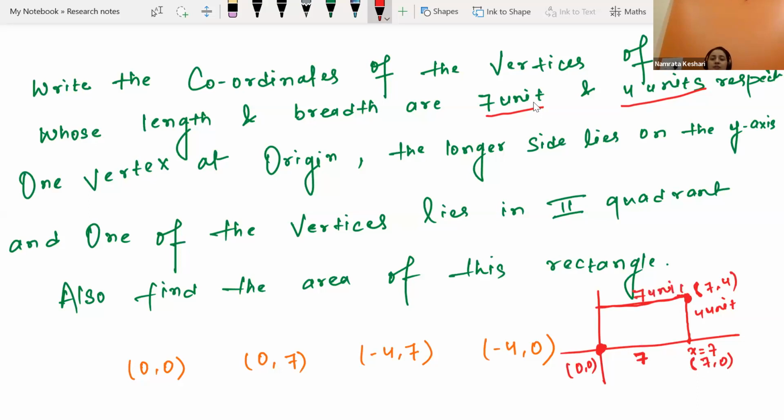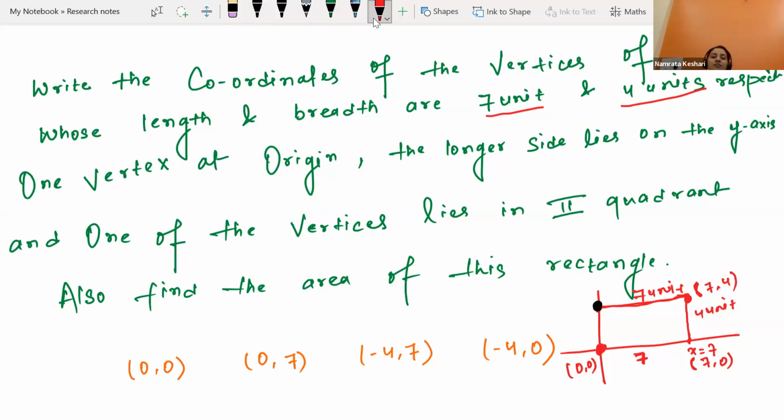Now what will be y over here? Any idea? I'm asking all of you, what will be y at this black point? X will be 0, but what will be y? Ma'am, 4. Yes, it will be 4. One more thing.